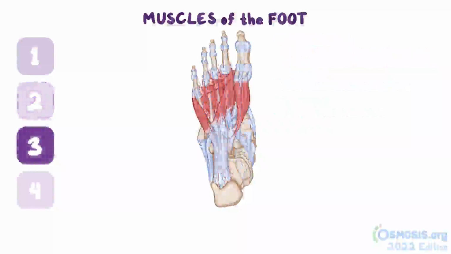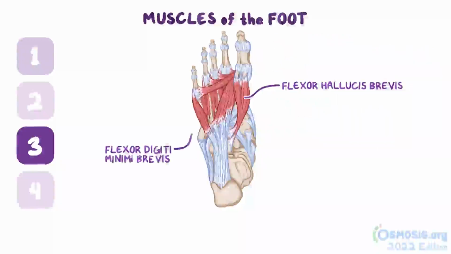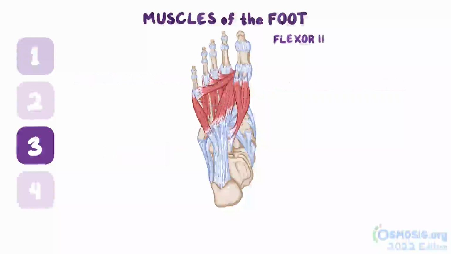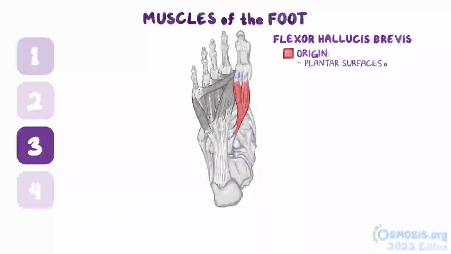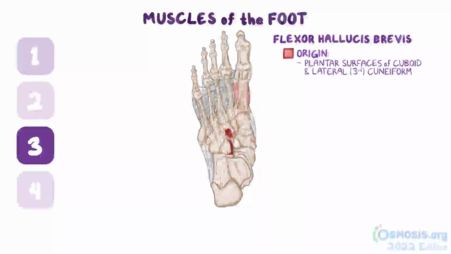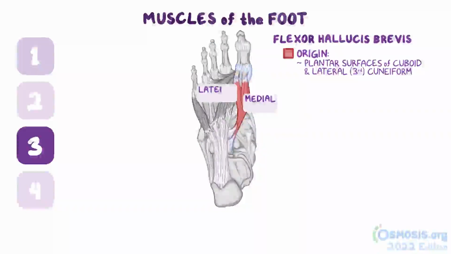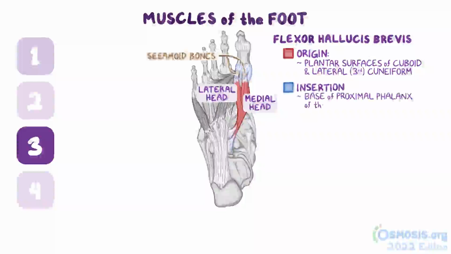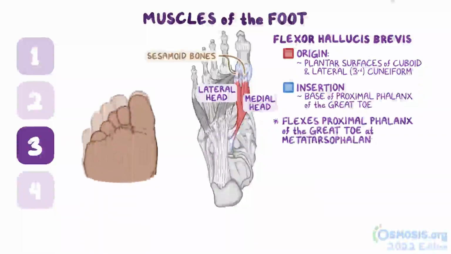The third layer has three muscles, the flexor hallucis brevis, flexor digiti minimi brevis, and adductor hallucis muscles. Flexor hallucis brevis is located on the medial side of the foot, and it originates from the plantar surfaces of the cuboid and lateral, or third cuneiform bone. It then splits into a medial and lateral head with its own tendon, with each tendon encompassing a sesamoid bone, and distally inserts to both sides of the base of the proximal phalanx of the great toe. This muscle flexes the proximal phalanx of the great toe at the metatarsophalangeal joint.